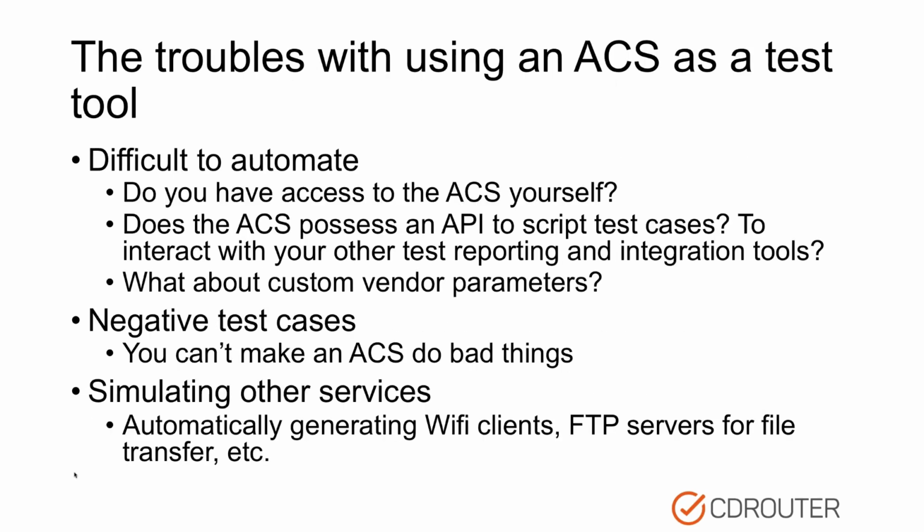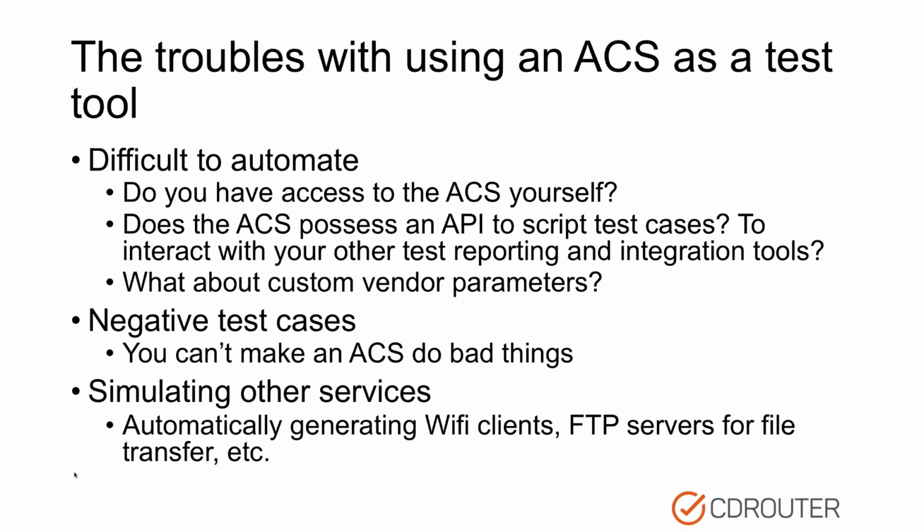So what are some of the problems? We get a lot of people asking, if I test against this, am I going to interoperate with a particular ACS? And luckily, the answer to that is usually yes. But when you're evaluating your TR-069 stack, you want to make sure that you are actually using a tool and not an ACS, because ACSs are not designed to be test tools. So they're a little difficult to automate, and sometimes it's a question of whether or not you even have access to the ACS yourself, or you just have access to it over the internet to your customer. And whether or not you can actually script the test cases.